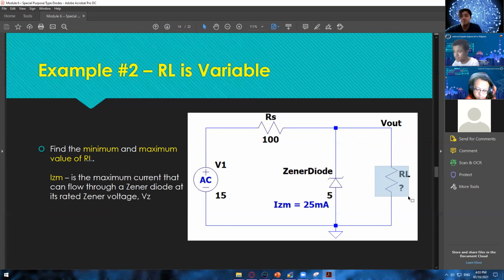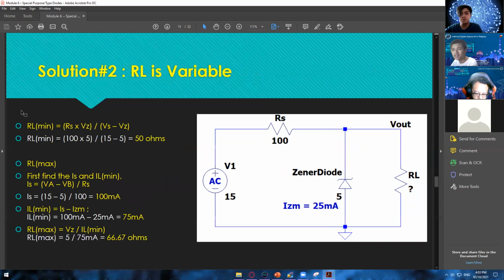or the load resistance. So what is the minimum value that we can put in here, or what is the maximum value, with those given values right here? In here, it's a completely new understanding of the formulas. When it comes to derivations, feel free to read more articles regarding the RL min and the RL max. Basically, we're just looking for two variables, RL min and RL max.